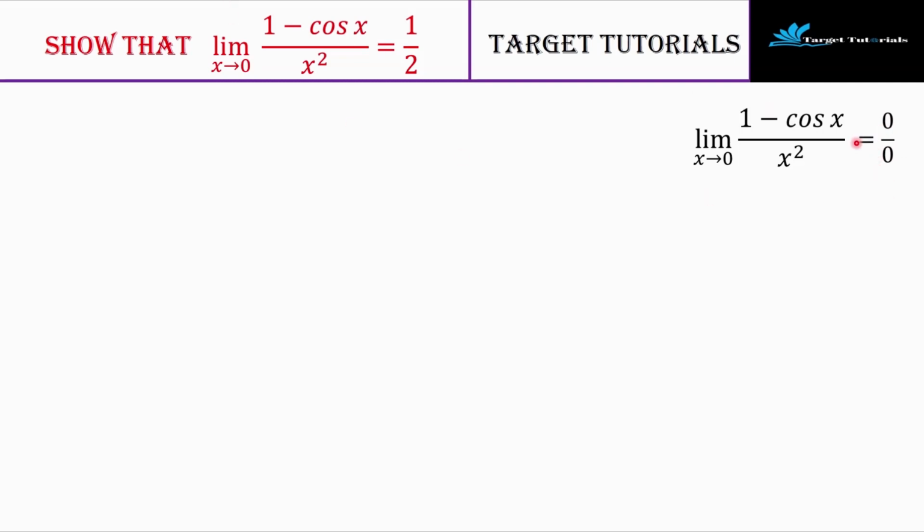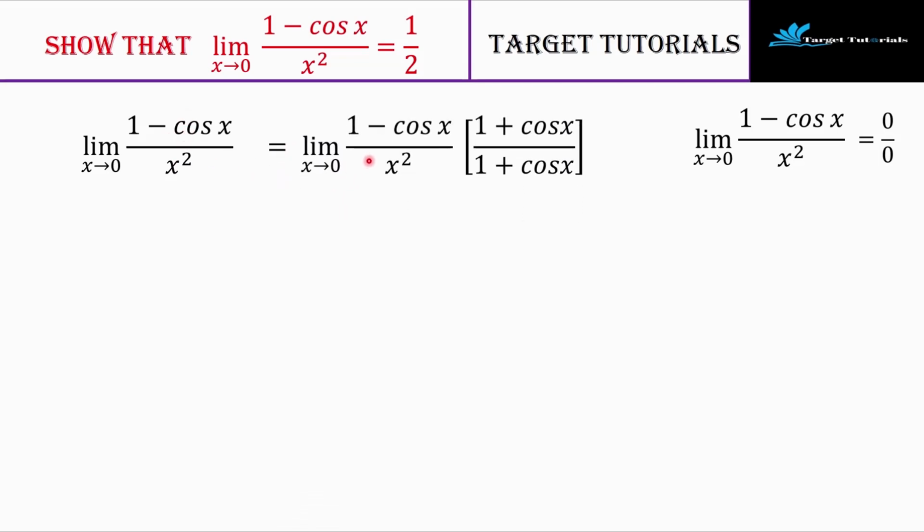What then can we do in order to remove this indetermination and get the required proof, that the limit as x tends to 0 of (1 minus cos x) divided by x squared is equal to a half? If you look more closely, you can write this expression as the limit as x tends to 0 of (1 minus cos x) divided by x squared, and if you multiply top and bottom by 1 plus cos x, you obtain this expression. You can clearly see that the numerator gives us a difference of two squares, from which we can write it as what?